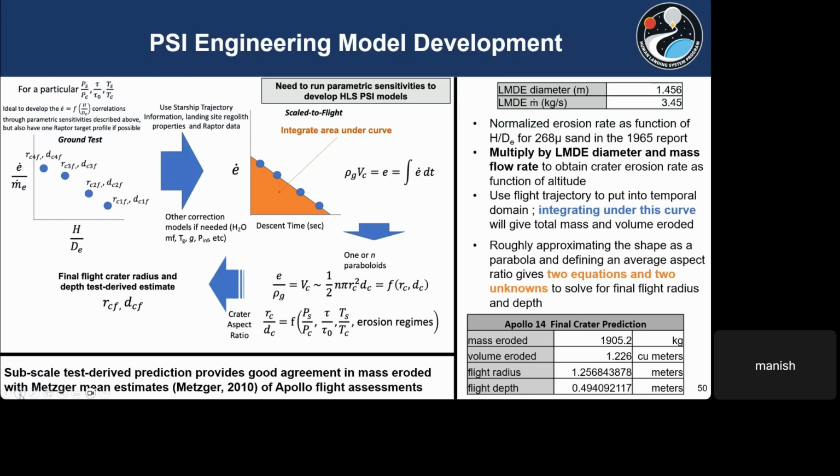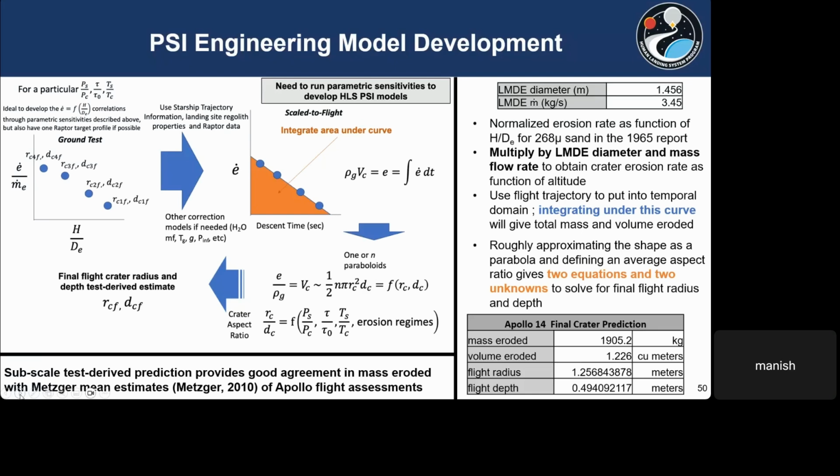You take the integral of E dot dt, basically the colored version underneath that curve, to get your actual crater volume, the volume underneath the nozzle. Then we assume paraboloids, or n paraboloids. So you have the first equation, E dot over rho G, and then you have the crater aspect ratio, and so you have two equations and two unknowns, and you can solve for your final crater radius and final crater depth.